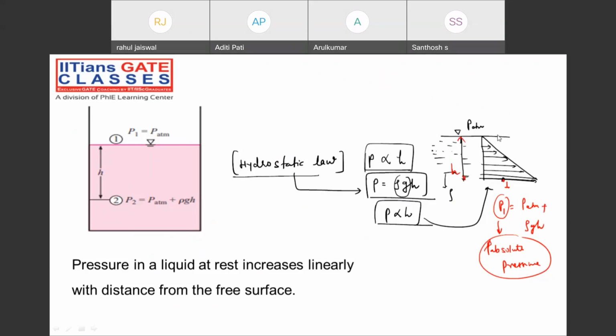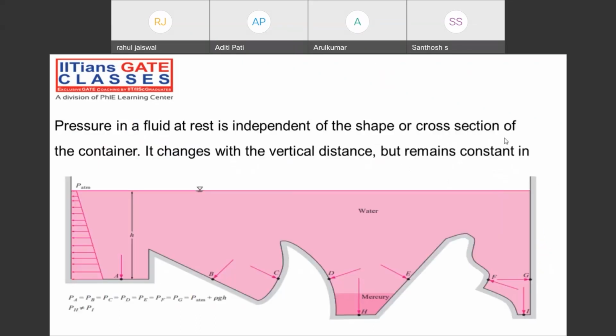Right. Note down. That is what we are observing from the hydrostatic law. Now, you know that what we are observing from the hydrostatic law, the pressure is directly proportional to H, right? It does not depend on the size of the container. It depends on the depth, but it does not depend on the size or cross section of the container.